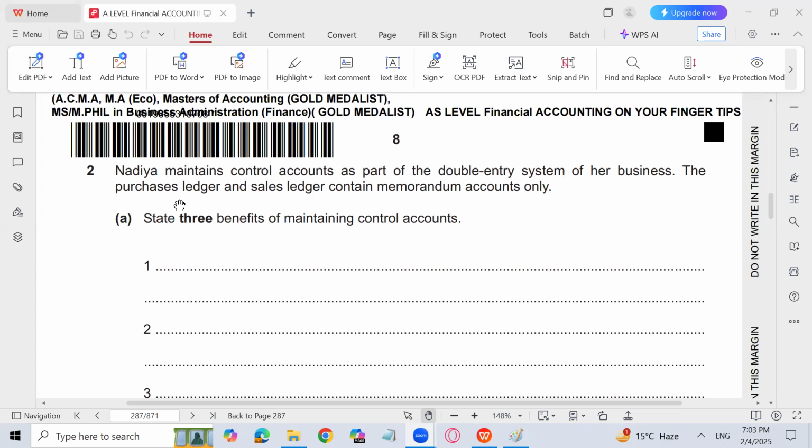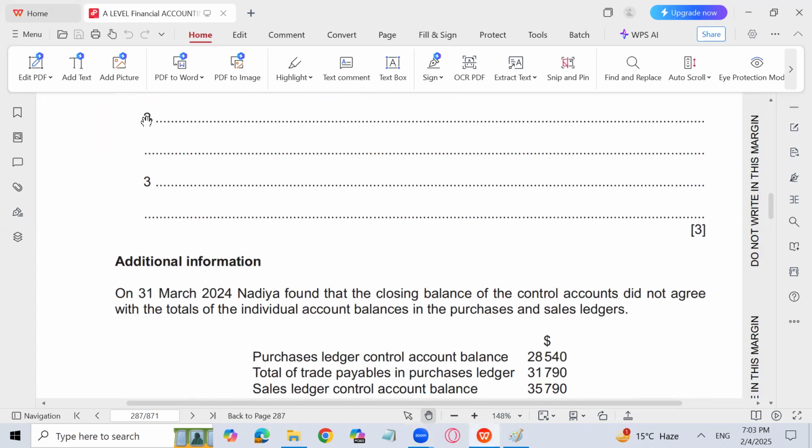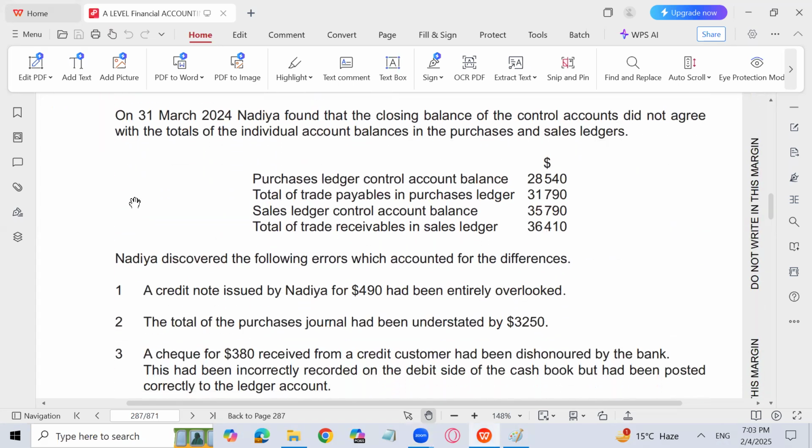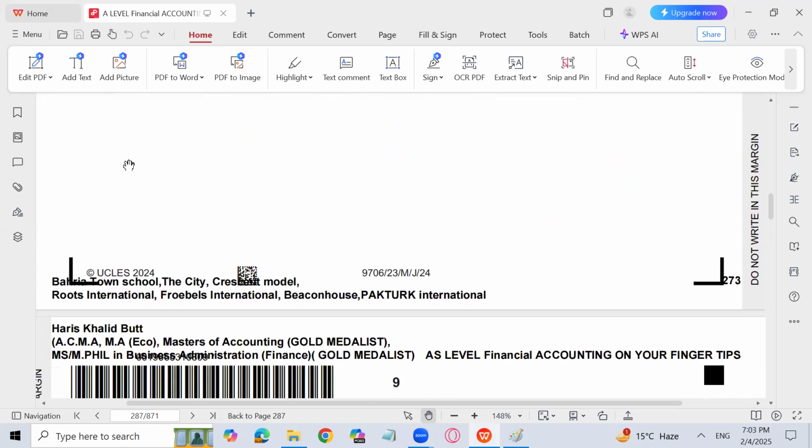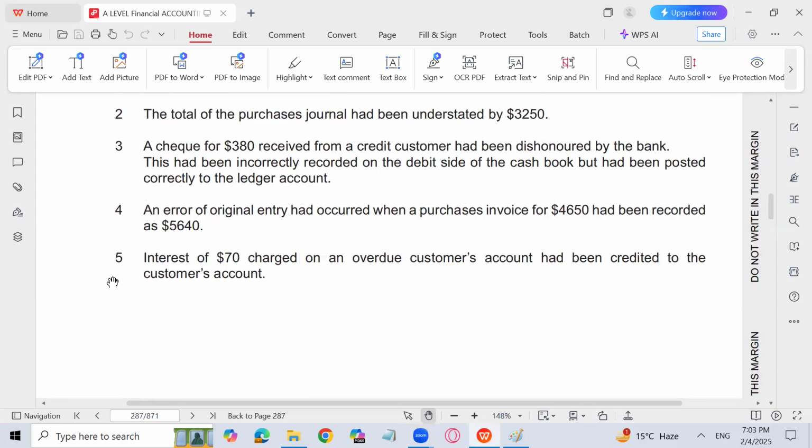Today we are going to solve a question from AS Accounting, Control Account Reconciliation. This question has come and is very important for February, March 2025 also. It came in May, June 24, variant 23. So in 2024 May, June, but the variant is 23. We have a question of control account reconciliation.